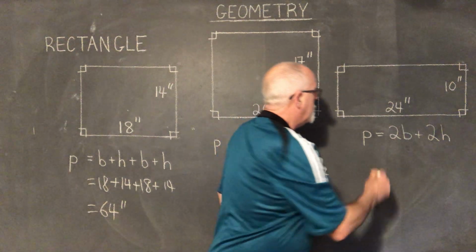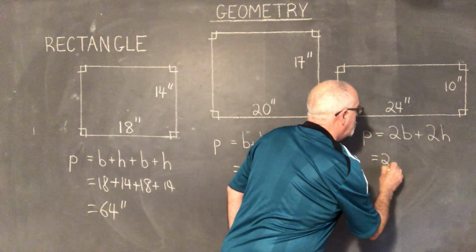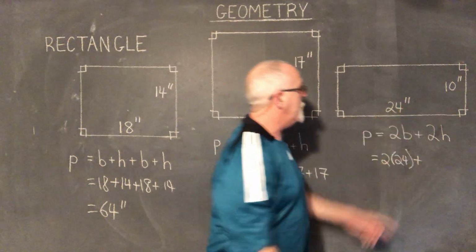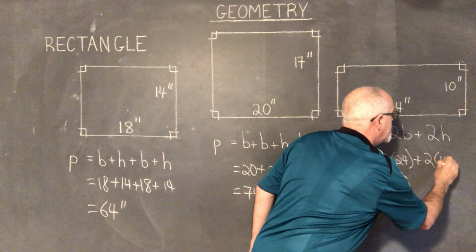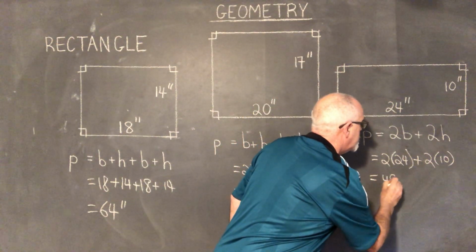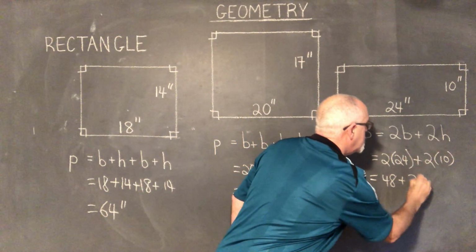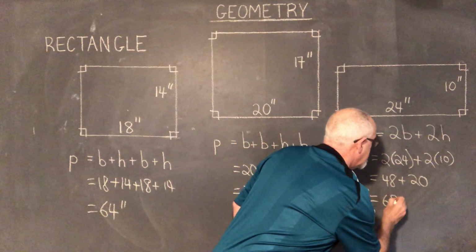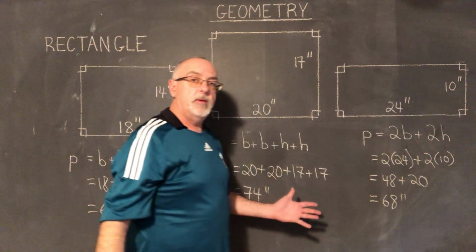Let's do this one. The base is 24 inches, so I'm doing 2 times 24, plus the height is 10 inches, 2 times 10. And simplifying, 2 times 24 is equal to 48, and 2 times 10 is equal to 20. So the overall perimeter of this last rectangle is 68 inches. I have my perimeter.